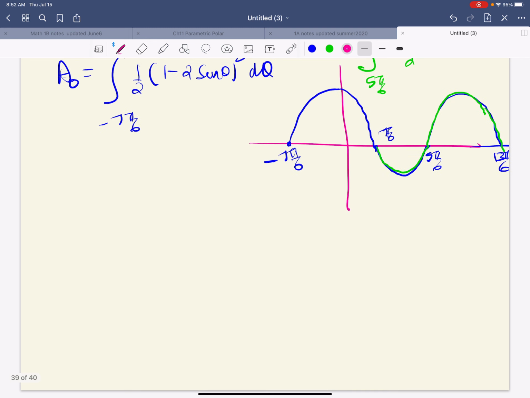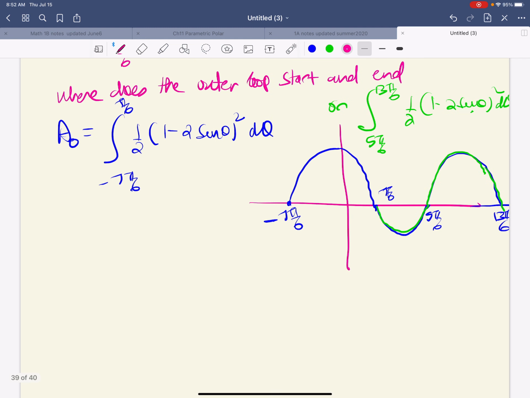Now I'm going to find this integral using the calculator, and I'm interested in the area in between the loops. So I use the calculator. The bounds are fractional bounds. It turns out to be 8.88. 8.88 is the area of the outer loop.